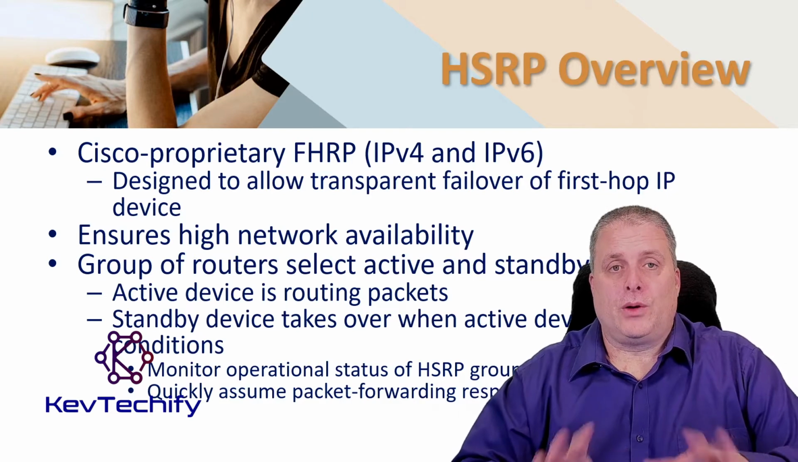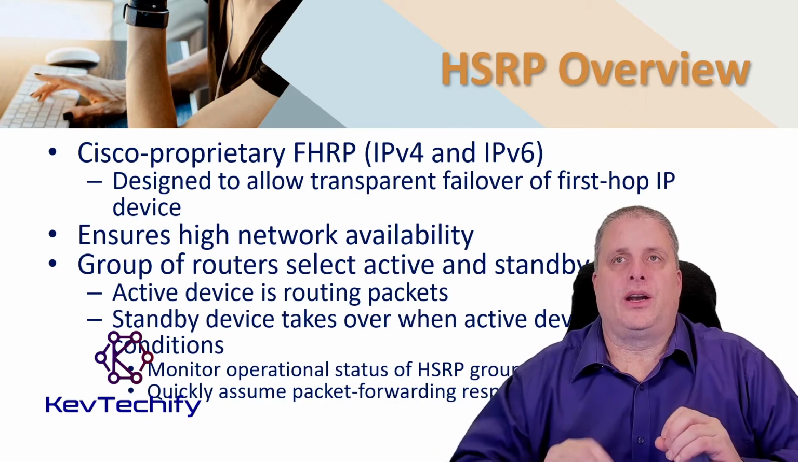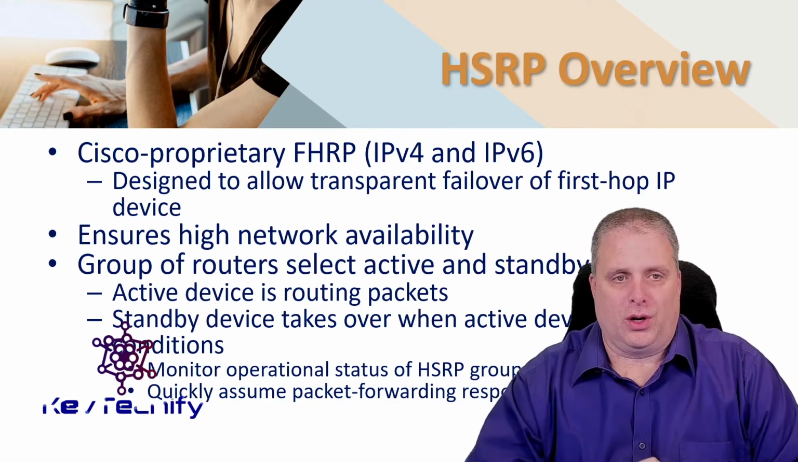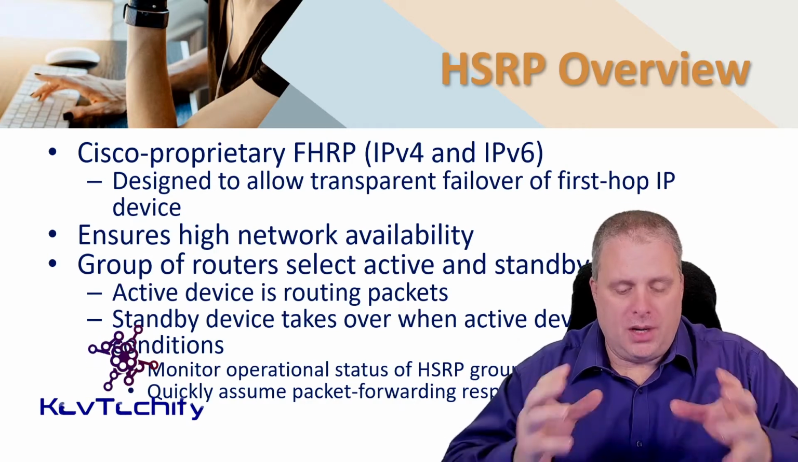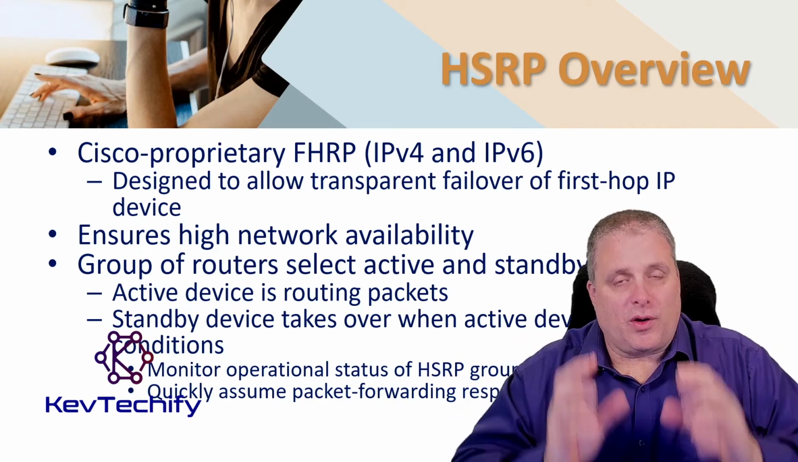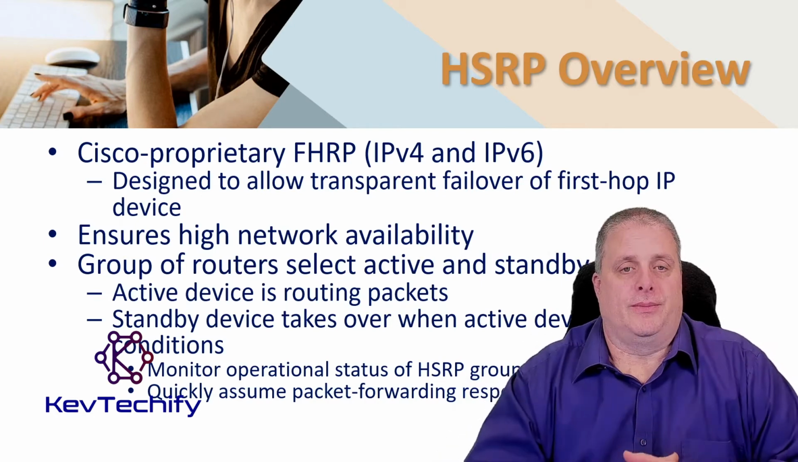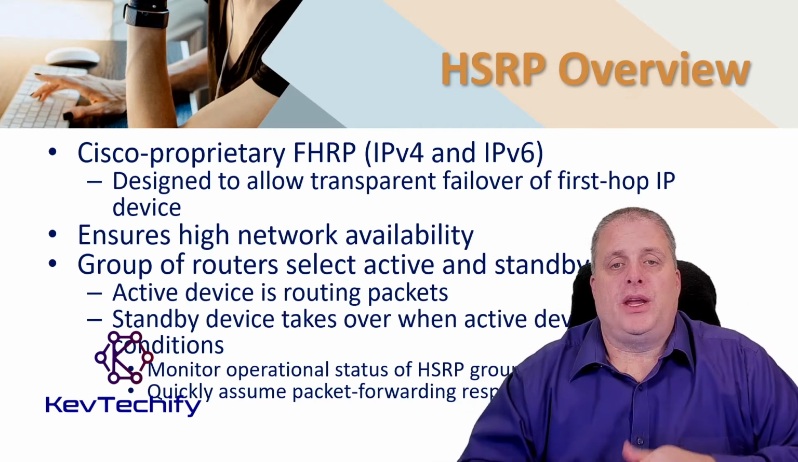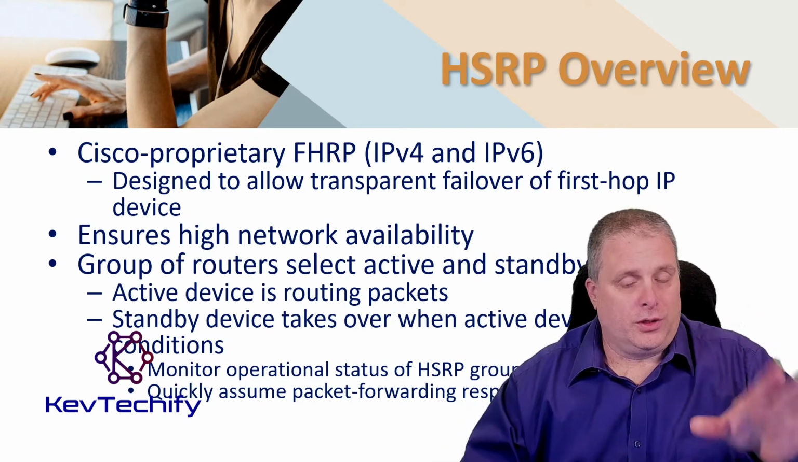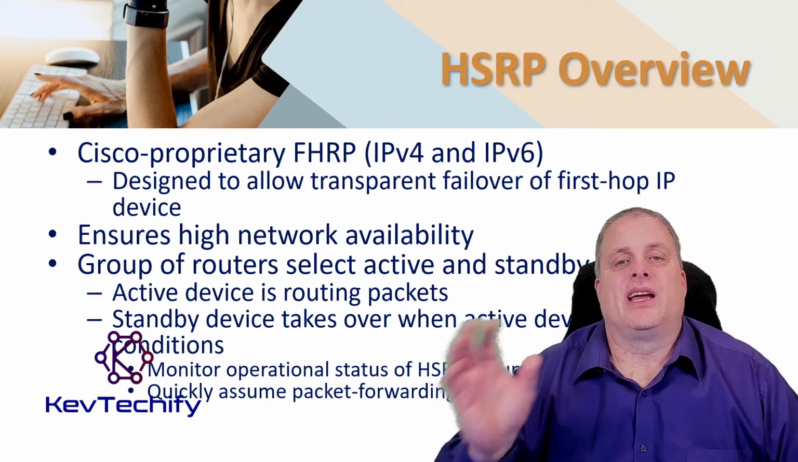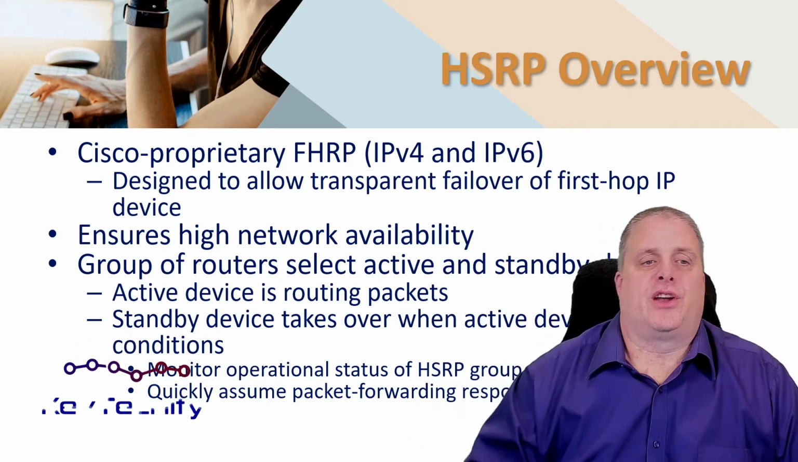Hot Standby Router Protocol is a Cisco proprietary first hop redundancy protocol. Cisco proprietary, meaning Cisco devices use it. If you have an all Cisco system, this is good. For HSRP, there's an IP version 4 version of it, and there's an IP version 6 version of HSRP.